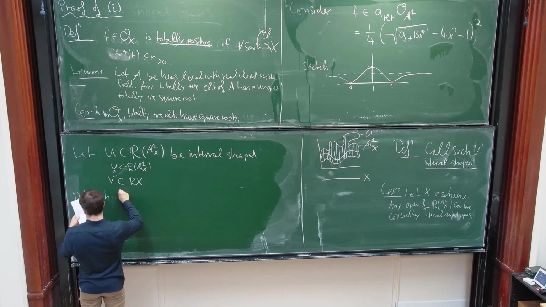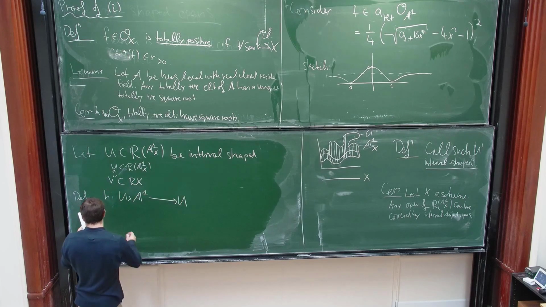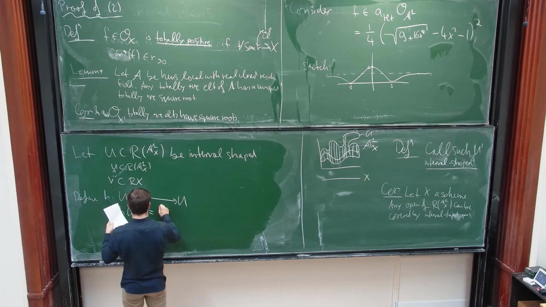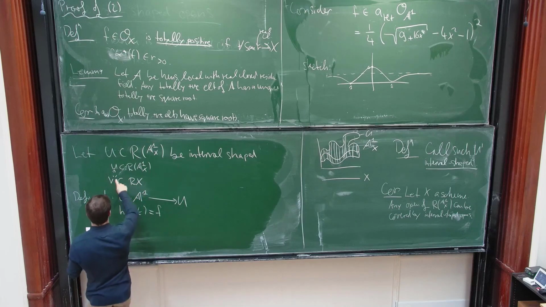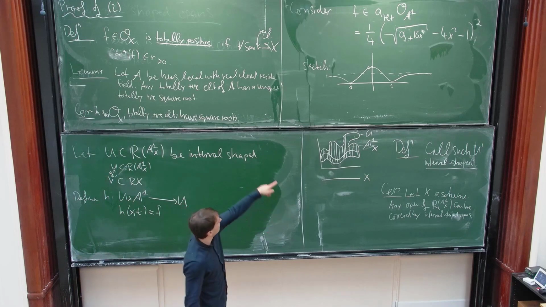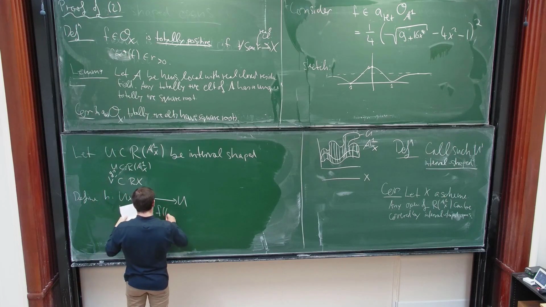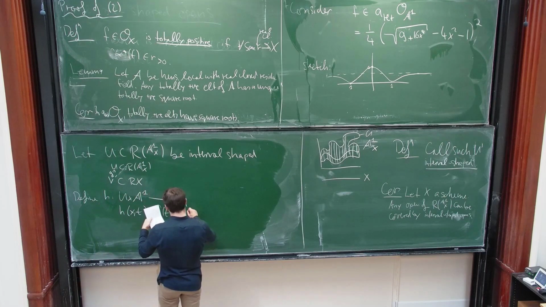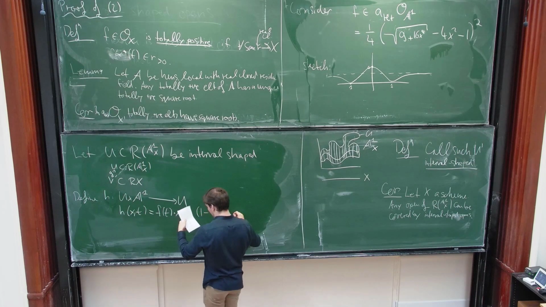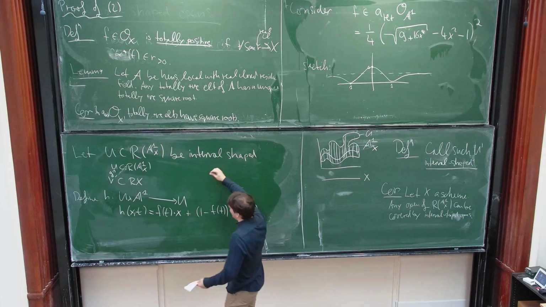U cross A1 goes to U via H of (X, T) equals, so this is my function, no, this is not F. I have to call this G now, because this function over there is F. Okay, sorry about that. So it will be F of T times X plus 1 minus F of T times G of X.